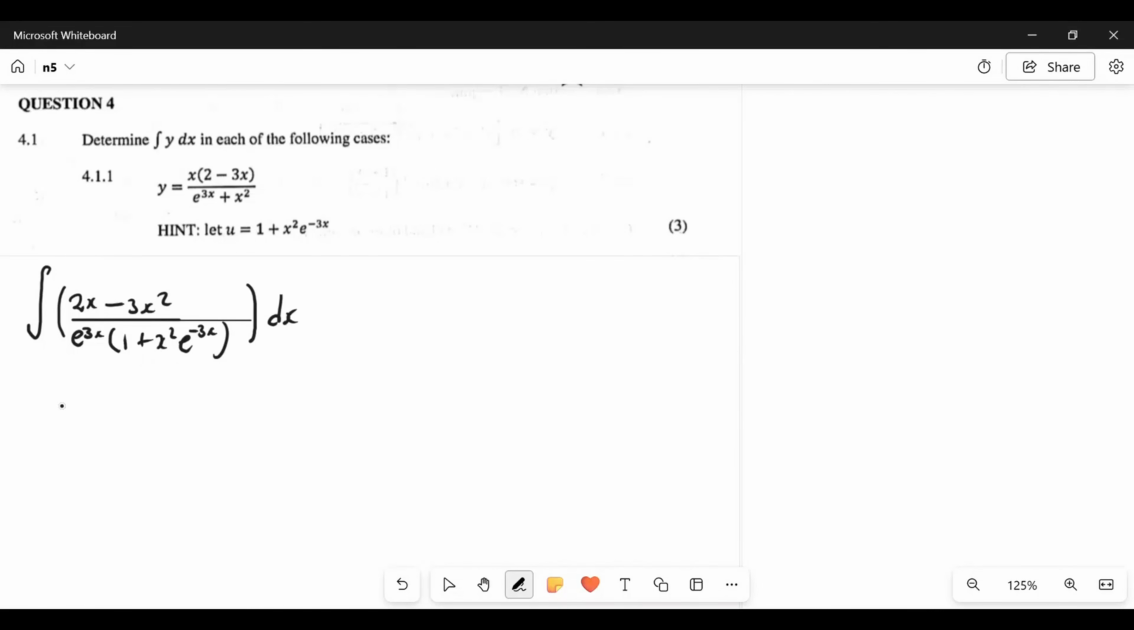Now that we are given a hint that u must be equal to 1 plus x squared e to the power of negative 3x, we need to derive this one here. So if we derive this, we know that du over dx. Now the first term we have, 1, is a constant, so that is going to give us 0. We cannot do that one, we leave it.